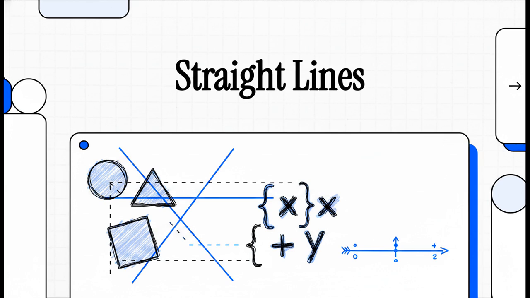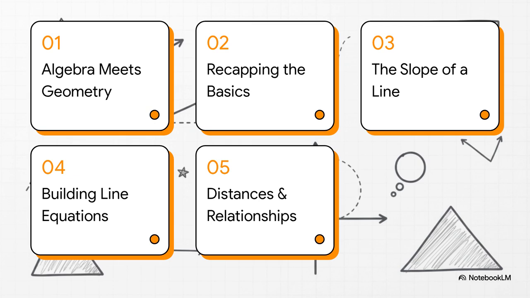We're going to translate the visual world of geometry into the logical, highly structured language of algebra, and we'll be focusing specifically on the simplest, yet arguably the most vital geometric figure, the straight line. Okay, let's take a quick look at our roadmap for today. We'll start where algebra meets geometry, do a quick recap of the basics, dive into the slope of a line, build some line equations, and finally, wrap up with distances and relationships. Let's get right into it.